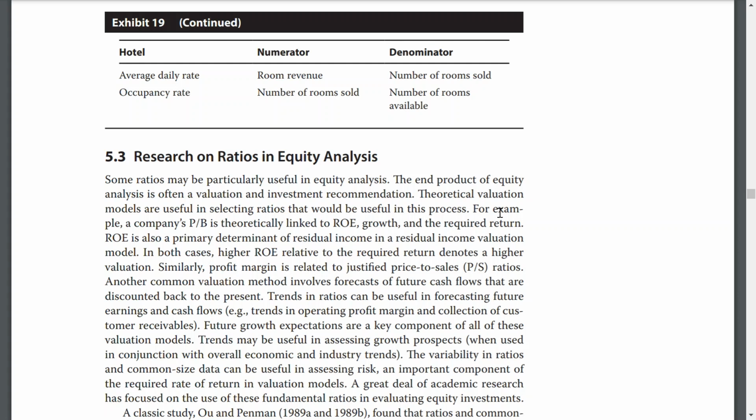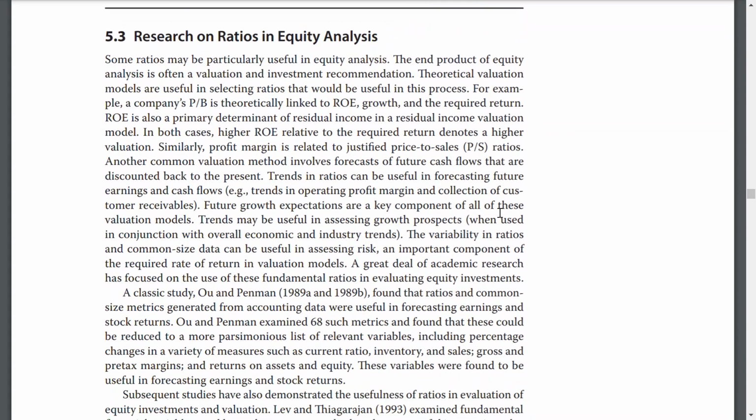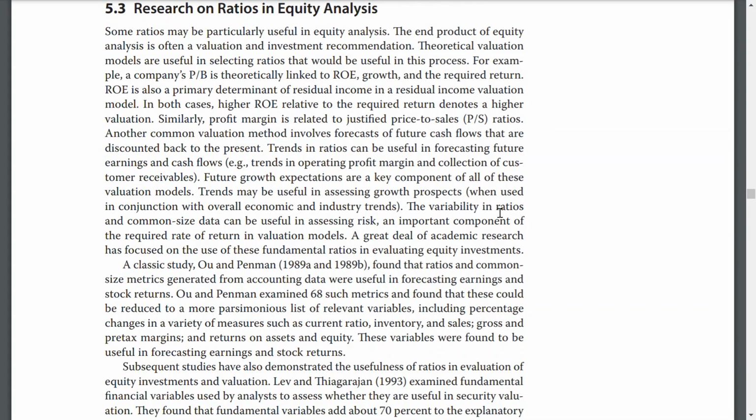Similarly, profit margins are related to justifying price-to-sales (P/S) ratios. The common valuation methods involve forecasts of future cash flows or earnings. Future expected growth is a key component of all of these valuation models. Trends may be useful in assessing growth prospects. The availability of ratios and common size data can be useful in assessing risk, an important component of the required rate of return in valuation models.